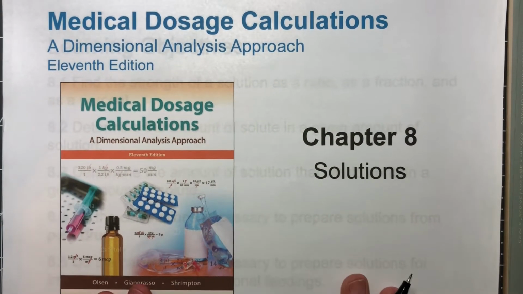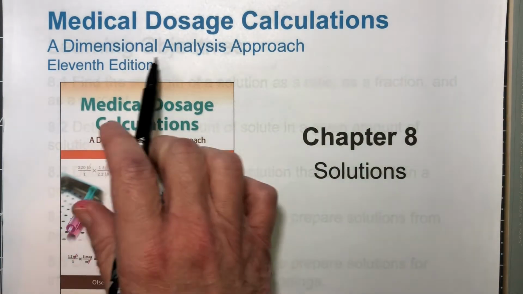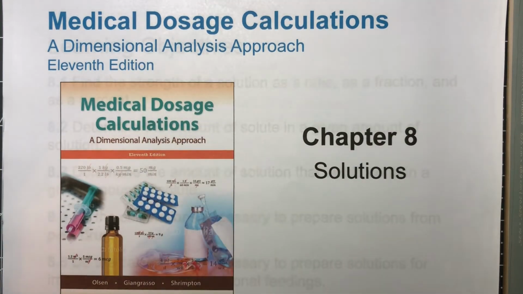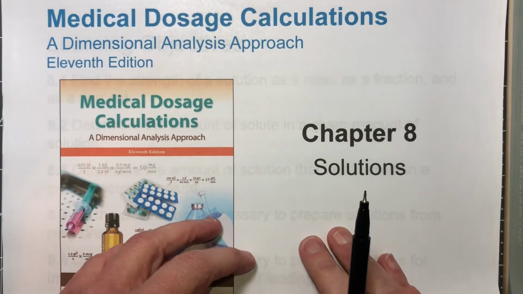So we're going to start off with Chapter 8, which is all about solutions. There's not a whole lot that's new here. You know how to do most of this stuff. A lot of it's dimensional analysis, obviously. That's the approach, and we'll talk about that, okay?